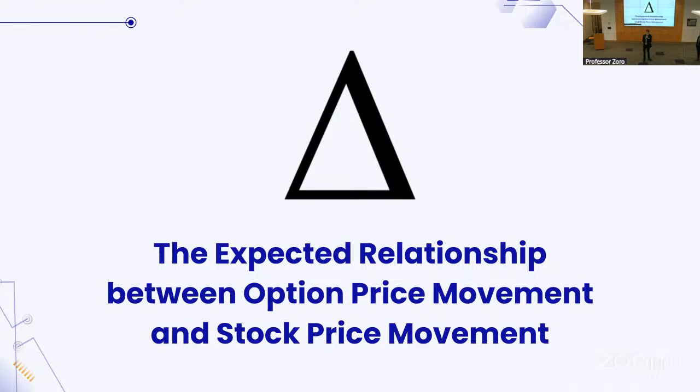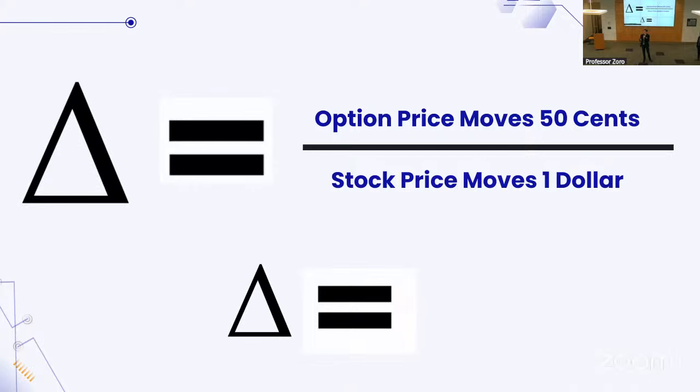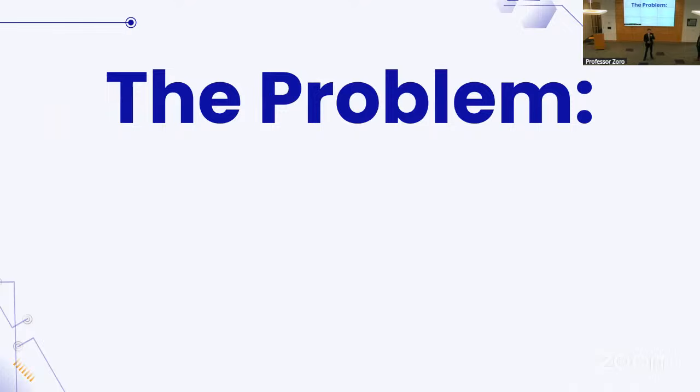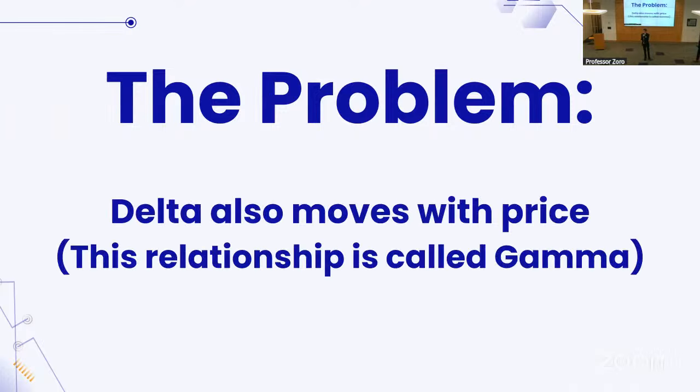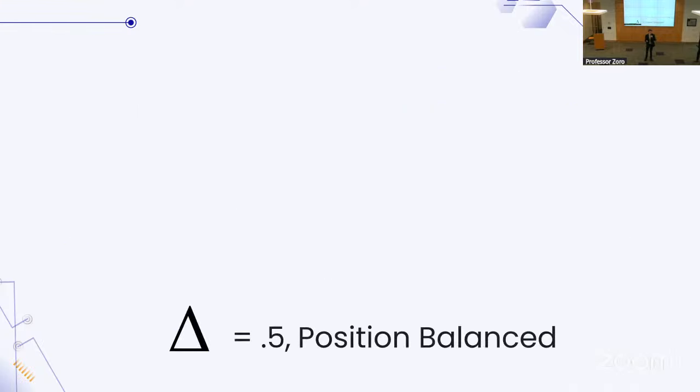It's a ratio. It basically says, at the point you're at right now, if the stock moves $1, the option price will move 50 cents. And for extra credit, that means that delta is 0.5. But the problem is, delta also moves with price. And this relationship is called gamma, and hence gamma scalping. And gamma can be a problem for a lot of investors. But if we have a very high gamma, that's good for us.